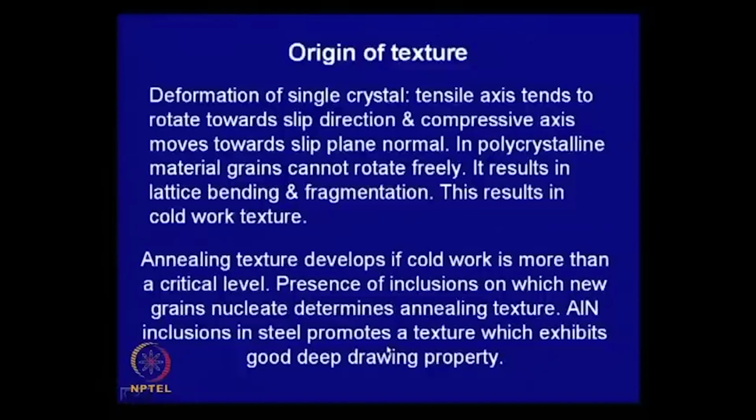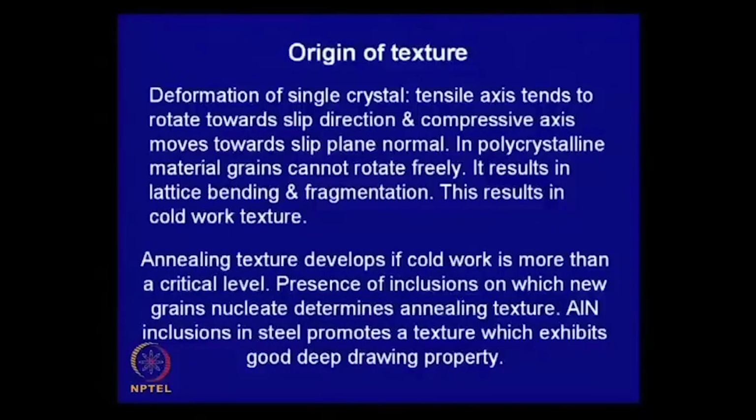So if you are deep drawing, you want a preferred orientation, that means through thickness strength you want very high. So you want such a texture so that the thickness does not reduce, but in the planar direction it should reduce very easily. That type of texture it is possible to develop by controlling cold work and annealing, and by the presence of certain inclusions like aluminum nitride in steel.